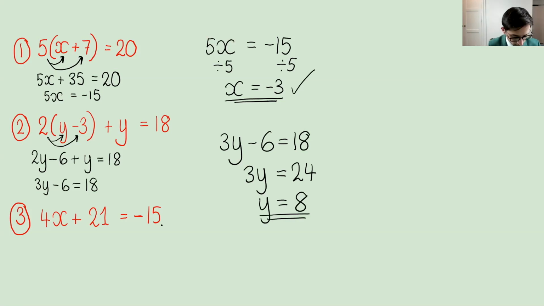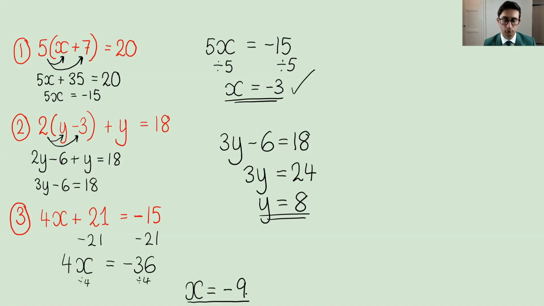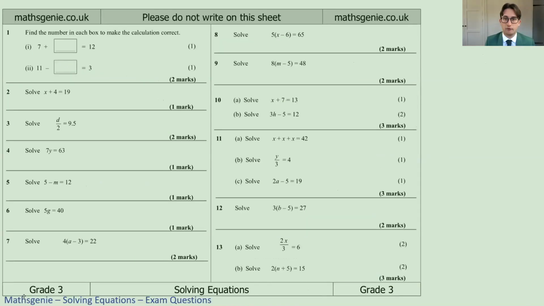Finally, one more example here. If I subtract 21 from both sides, then 4x on its own must equal minus 36. Then I'm going to divide by 4. So x equals minus 9. And if I check that in the original problem, minus 9 times 4 is minus 36. Minus 36 add 21 is minus 15. So they are correct.